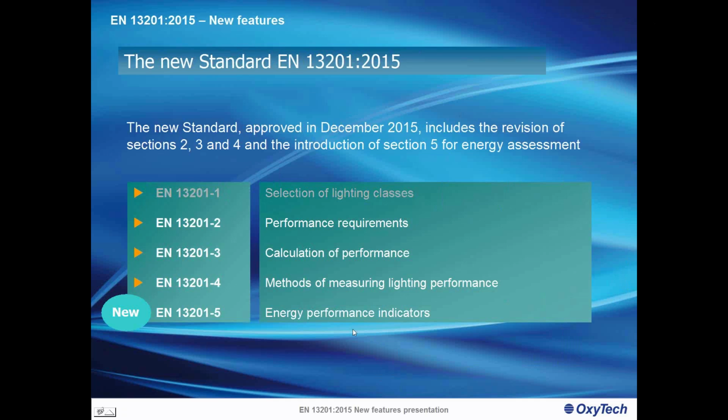The new standard was approved recently. It was approved in December 2015 and includes the revision of sections 2, 3, and 4 and the introduction of section 5, which is related to the energy assessment, the installation energy assessment, which is quite an interesting new feature that was added to the standard. The first one, the selection of lighting classes, was in practice not changed, so it keeps going absolutely in the same way.